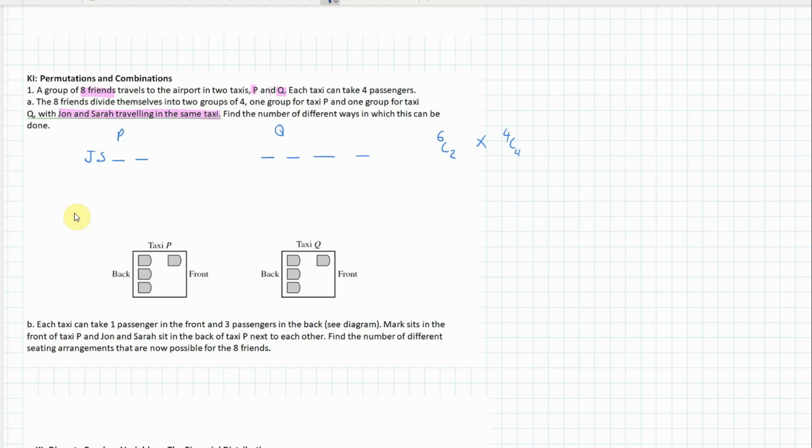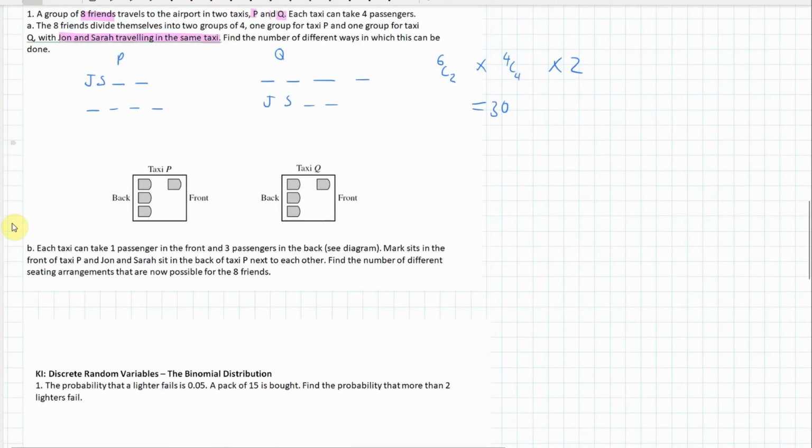Now, of course, we could actually have P like this, and then Q we could have John and Sarah, and then like this. So you can see that we could just times this by 2, and that should give us the number of ways that we can do this, and that ends up being 30 ways. Now, each taxi can take one passenger in the front, and so this picture now belongs to the next part of the question. Each taxi can take one passenger in the front and 3 passengers in the back. See the diagram. Mark sits in the front of taxi P.